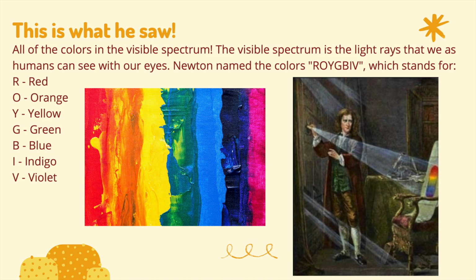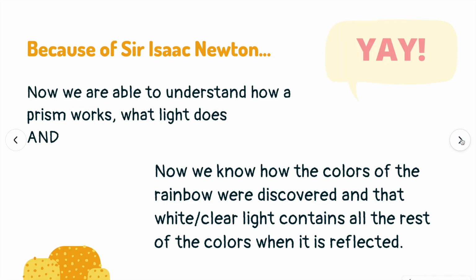Newton named the colors Roy G. Biv, which stands for R for red, O for orange, Y for yellow, G for green, B for blue, I for indigo, and V for violet. Because of Sir Isaac Newton, now we are able to understand how a prism works, what light does, and now we know how the colors of the rainbow were discovered and that white and clear light contains all the rest of the colors when it is reflected. Yay!